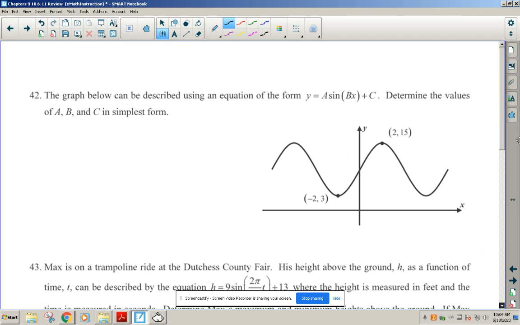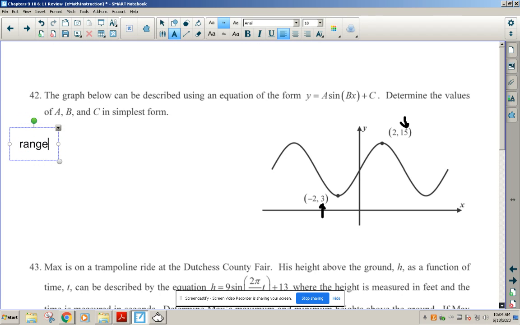All right. Now, 42. The graph below, I'm definitely giving you this. Now here, look. Here's your max, and here's your min. This is a span of 12, 15 minus 3. So your range equals 3 to 15.